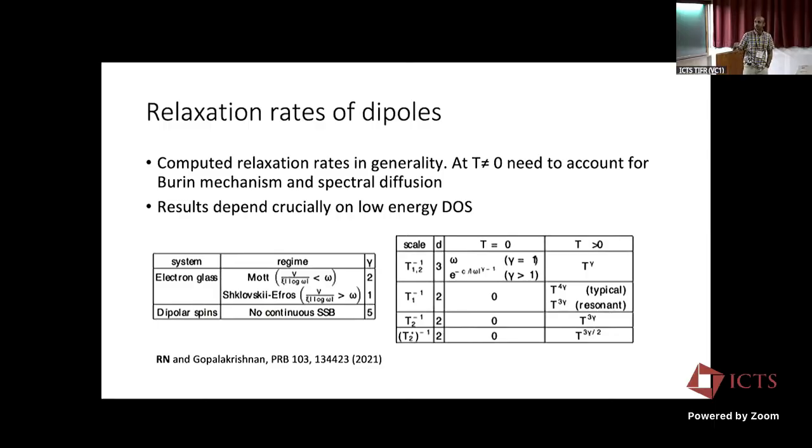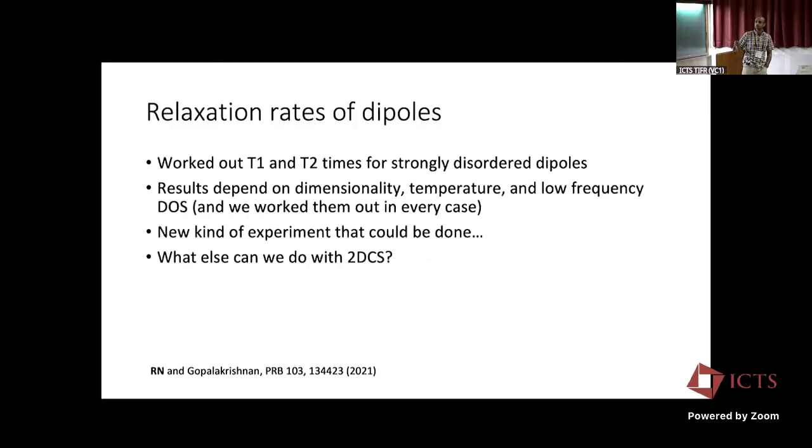In 3 dimensions, it's just a single power law. In 2 dimensions, T1 and T2 actually scale with different powers. So there's this parametric separation between T1 and T2, which comes about as a result of spectral diffusion. Okay. So we've worked out a scaling theory for interacting dipoles in great generality. And this is, again, the sort of thing that one could probe with 2DCS, has been probed for the electron glass, but could also be probed for strongly interacting dipoles in a broader set of contexts.